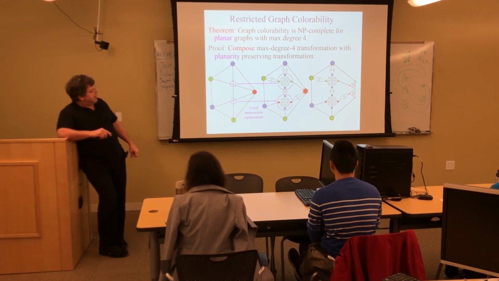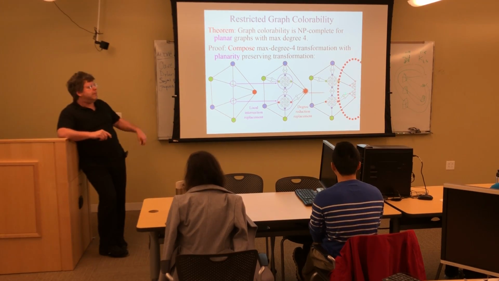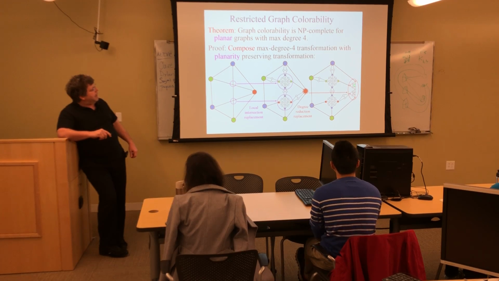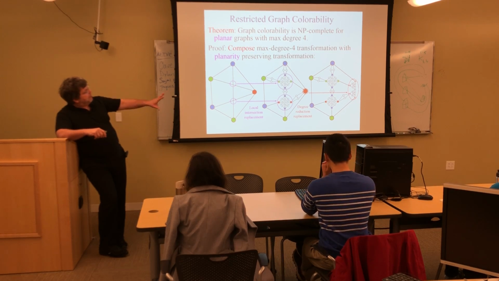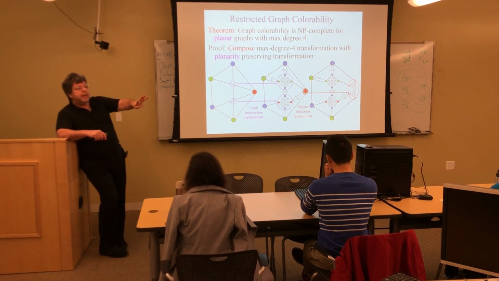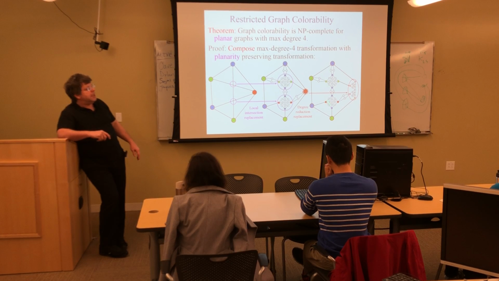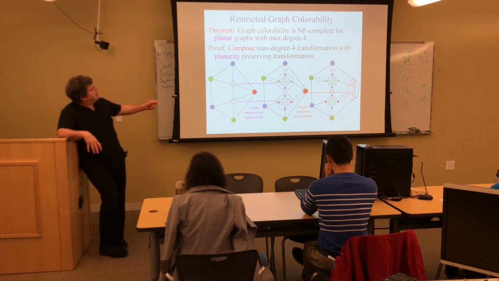So here's this other gadget from the previous proof from an hour ago. And you keep doing this, and you may have to do this elsewhere as well, but whenever the degree is higher than 5, like here and here and other places, replace it by that gadget. Now you have finally a graph with max degree 4 and planar as well, and it has the property that it's 3 colorable only if the original graph is 3 colorable. So that's pretty good, which means you can take this highly restricted version of graph colorability and it's still NP-complete.